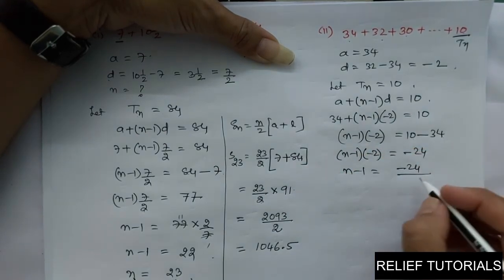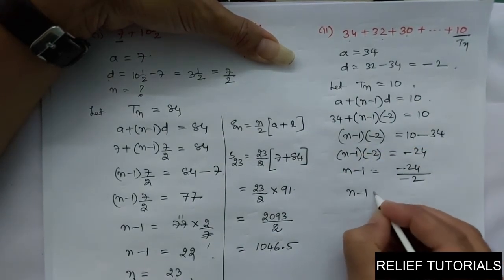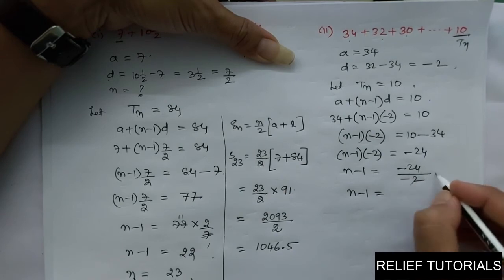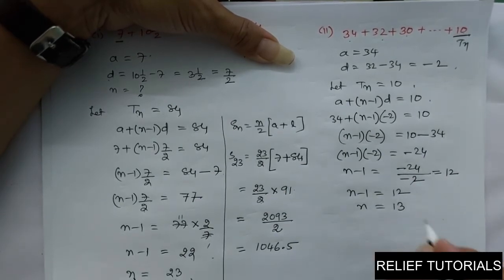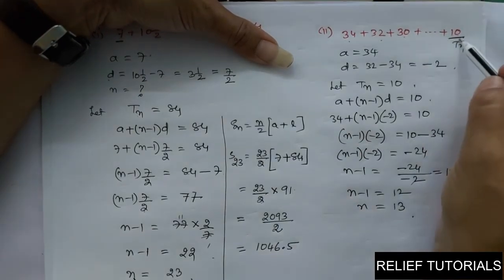When it goes to division, it becomes minus 2. So, n minus 1 is equal to minus 2 minus 24. Minus minus cancel, so you get a positive value. So, n minus 1 equals 12, so n is equal to 13. So, this 10 is the 13th term.